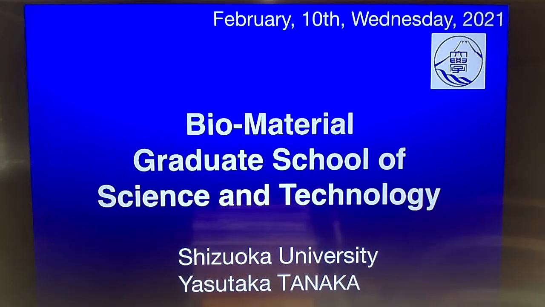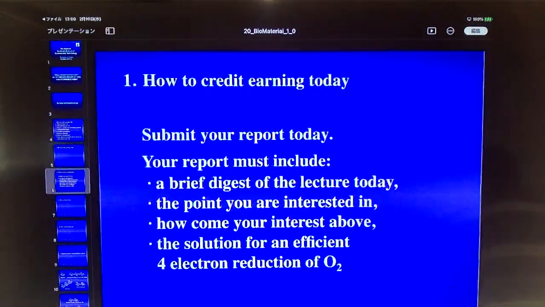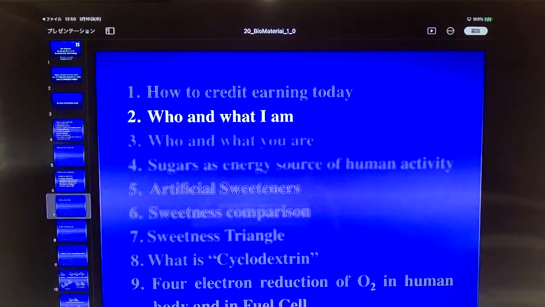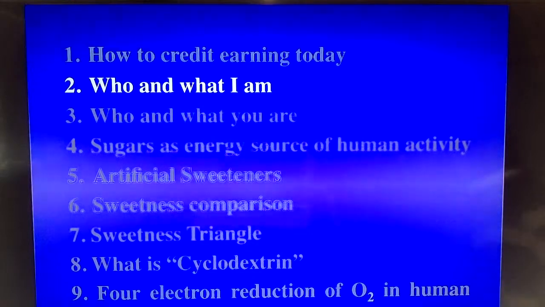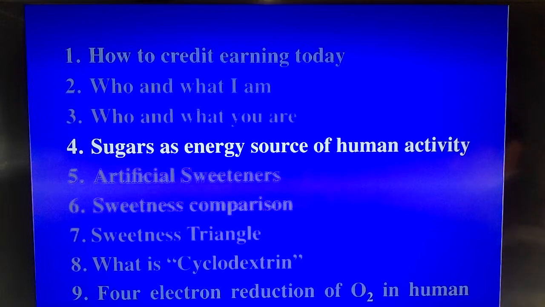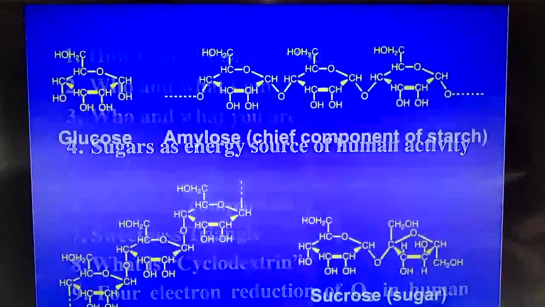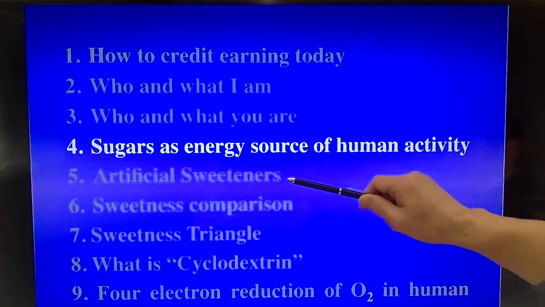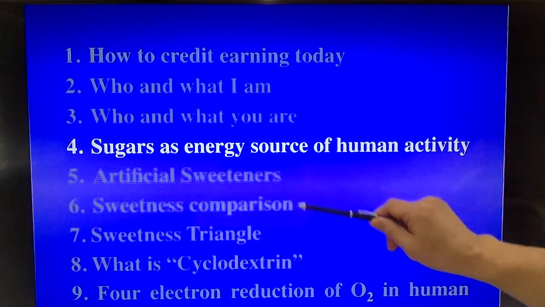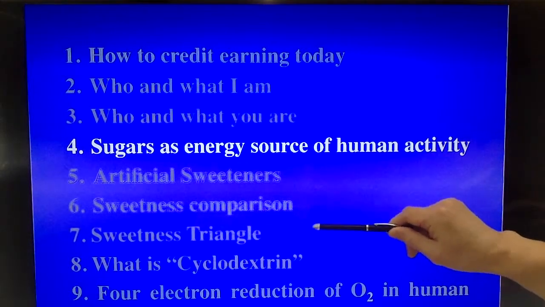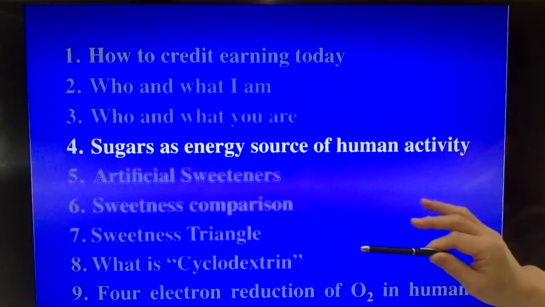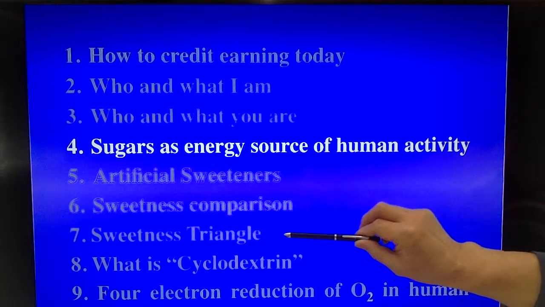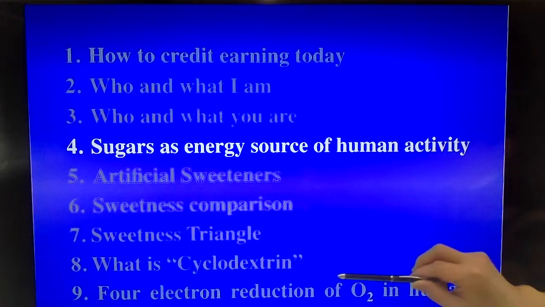We're going back to the agenda today. Here, our agenda. Today, we have done sugars as the energy source of human activity. And we have done, of course, the artificial sweeteners and also the sweetness comparison among sugars and artificial sweeteners. And I have mentioned the sweetness triangle. And also I have already told you about cyclodextrin, these agendas.